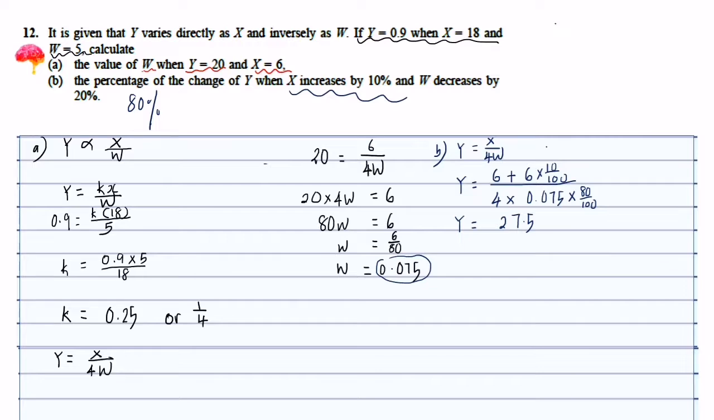Okay, so now we need to find the percentage of the change of y when S increased by 10% and W decreased by 20%. So this is the new value of y. So we compare with the original y. So 27.5 over the original y, which is 20, times 100%. We will obtain 137.5%.